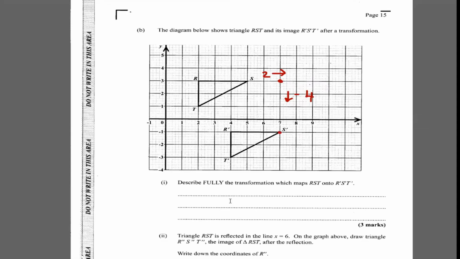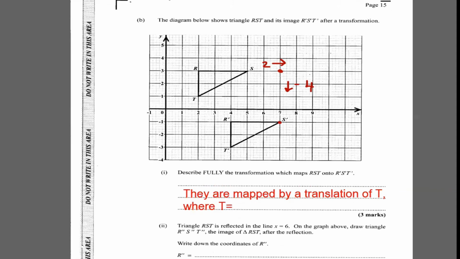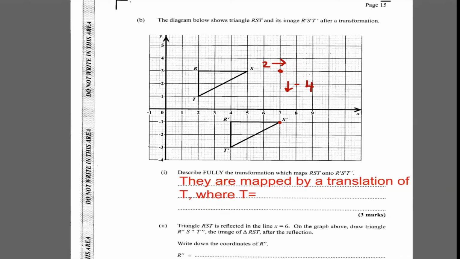To describe fully the transformation which maps RST to R prime, S prime, T prime, they are mapped by a translation T, where the translation T is (2, -4).